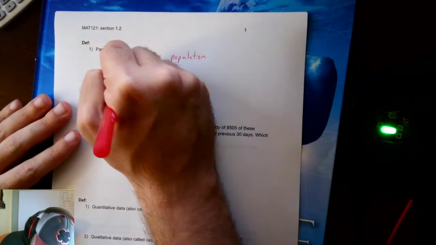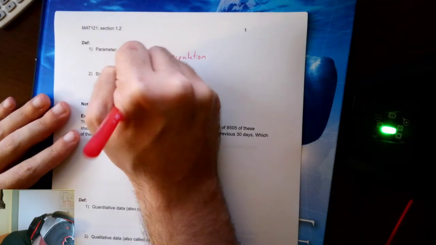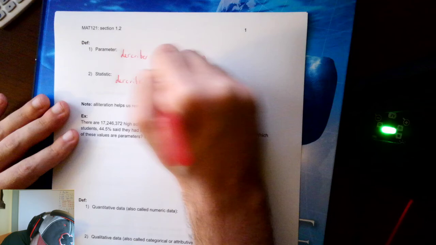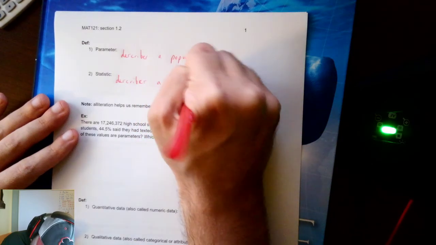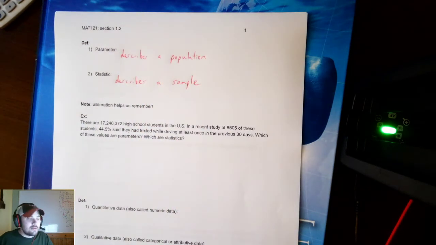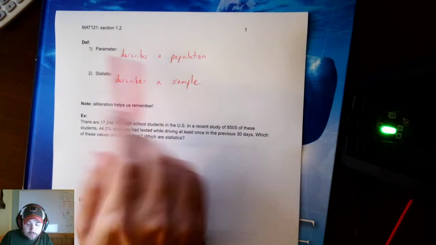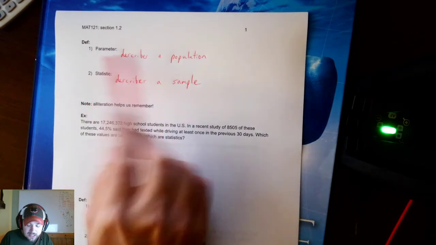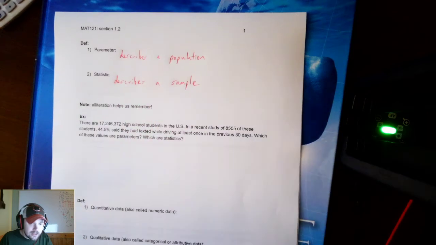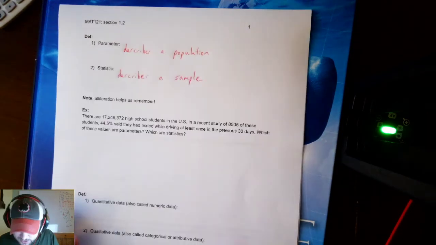Whereas a statistic describes a sample. So parameters describe populations. Statistics describe samples. Alliteration helps us. Parameter, population, statistics, sample, PPSS, alliteration, right? Parameters describe populations, statistics describe samples.